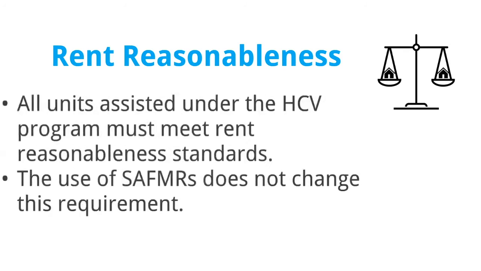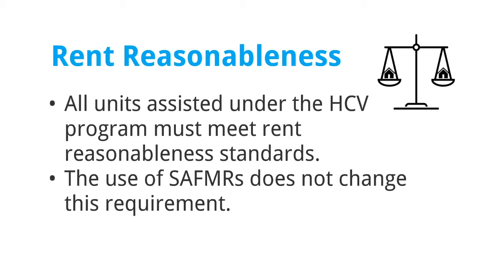All units assisted under the HCV program must meet rent reasonableness standards set by the PHA. That is, the PHA must determine whether the rent to the owner is a reasonable rent in comparison to rent for other comparable unassisted units. The use of small area FMRs does not change this requirement. Small area FMRs are designed to increase the housing options for voucher households across a metro area. As PHAs see lease-up requests for units in higher-cost areas, they may find themselves needing additional data on comparable rents.